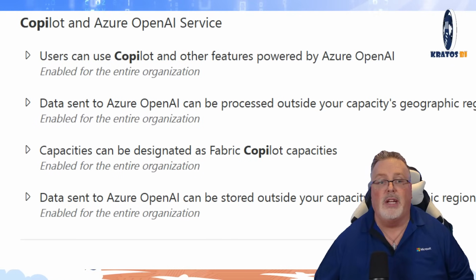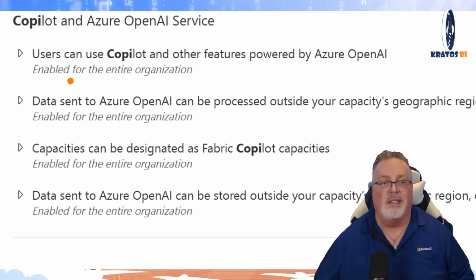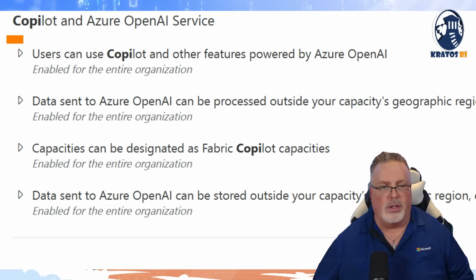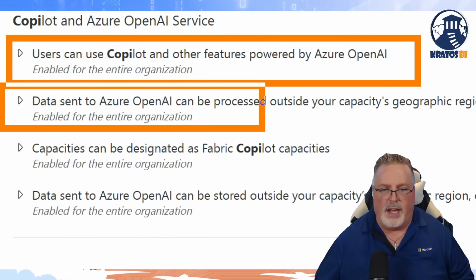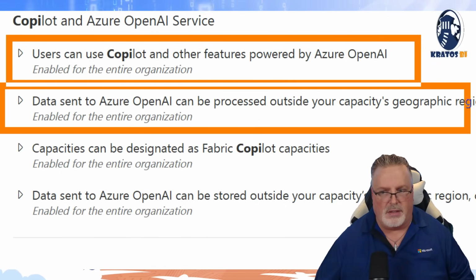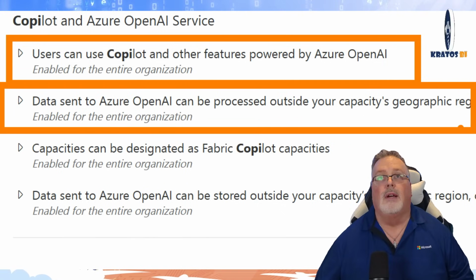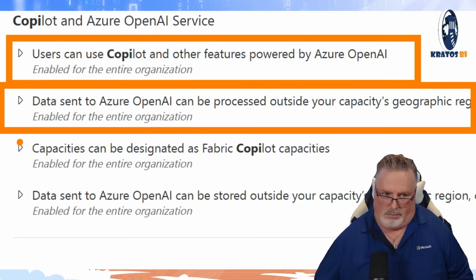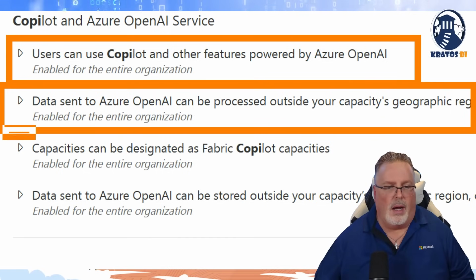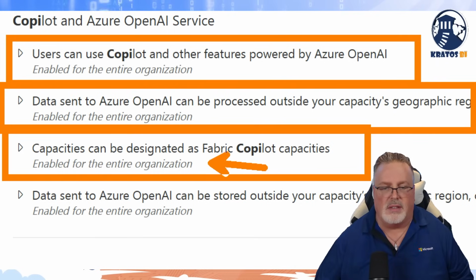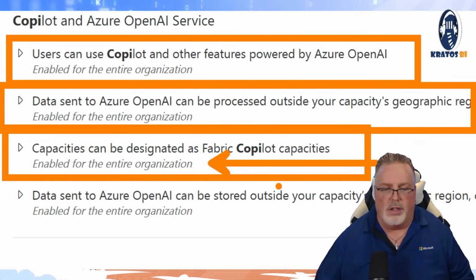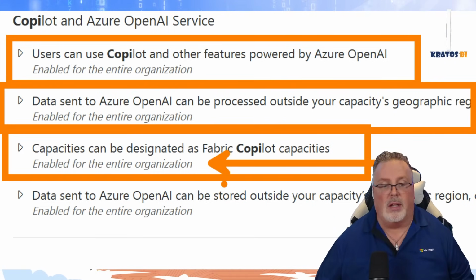Now, do make sure you've read through these things. You want to make sure users can use Copilot and other features powered by OpenAI. Yes. Data sent to Azure OpenAI can be processed outside your capacity's geographic region. Yes. I mean, you've got to do that, right? Or else a lot of this stuff won't work. Capacities can be designated as Fabric Copilot capacities. This is a big one. Turn this puppy on. That's what we're going to be talking about today, okay?